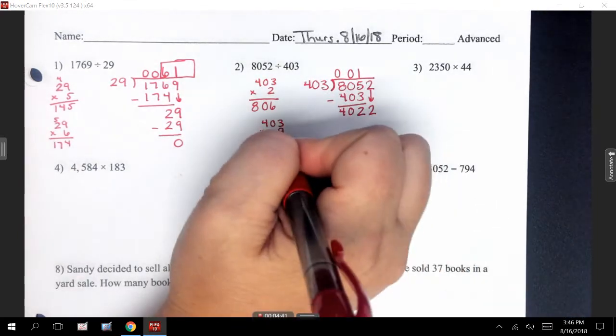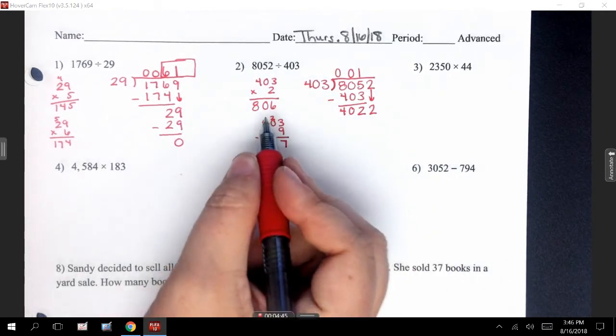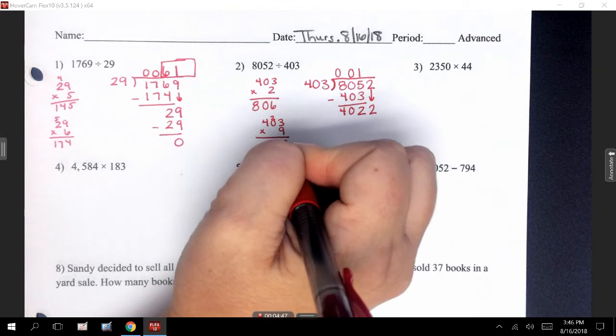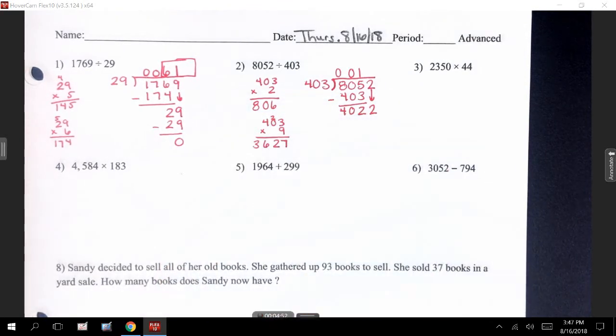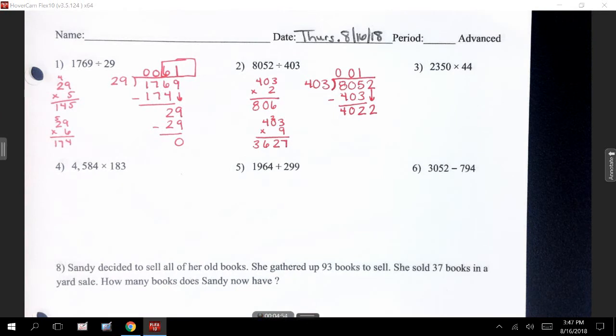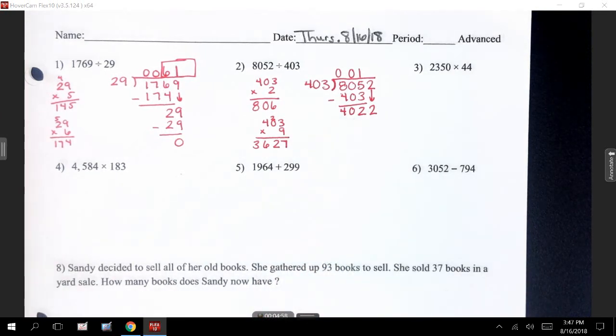9 times 3 is 27. Carry the 2. 9 times 0 is 0 plus the 2. Gives me 2. And then 9 times 4 is 36. So that gives me 3,627. I know it seems like that's still far away, but remember, I can't put 10 on top. That's as big as I can go.